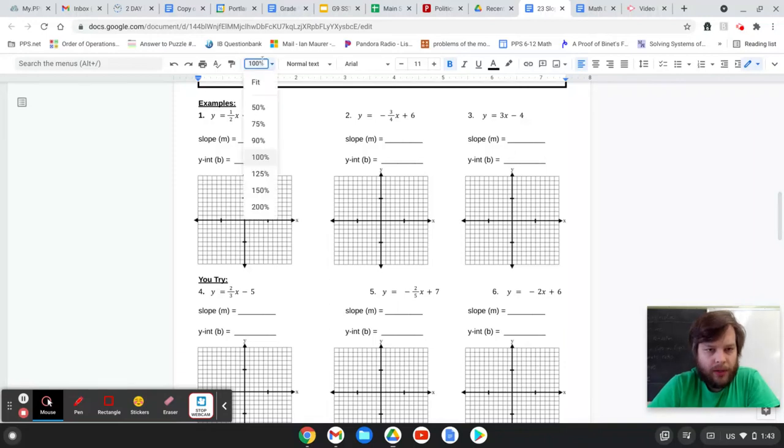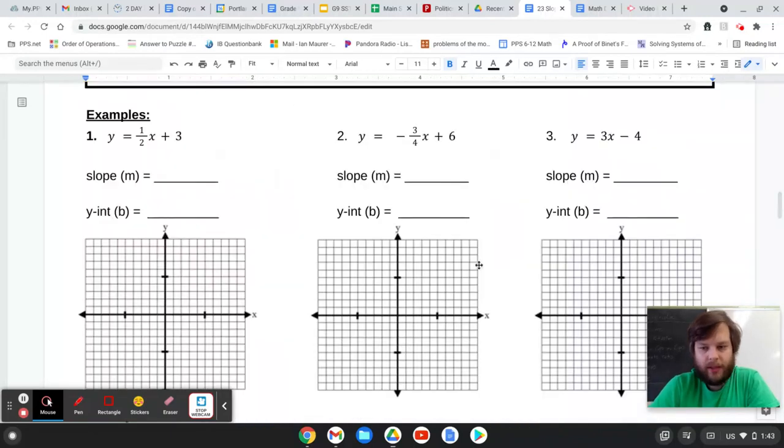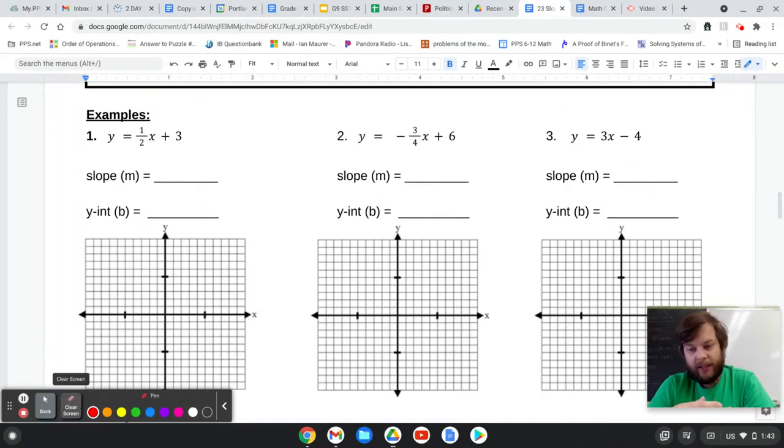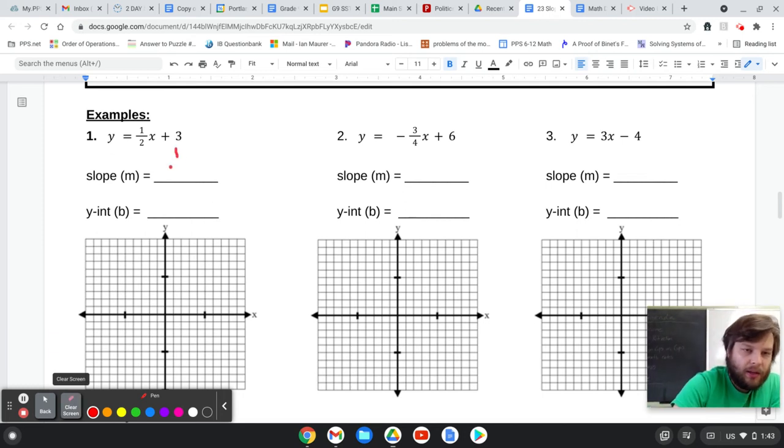All right, so here I'm going to do just a couple examples of graphing lines given y equals mx plus b. As you get practiced at this, you can go a little bit quicker. The first one I'll go nice and slow. Second one I'll go quick. Third one I'll go slow again. So I identify the m and the b. m is 1/2 and b is 3.